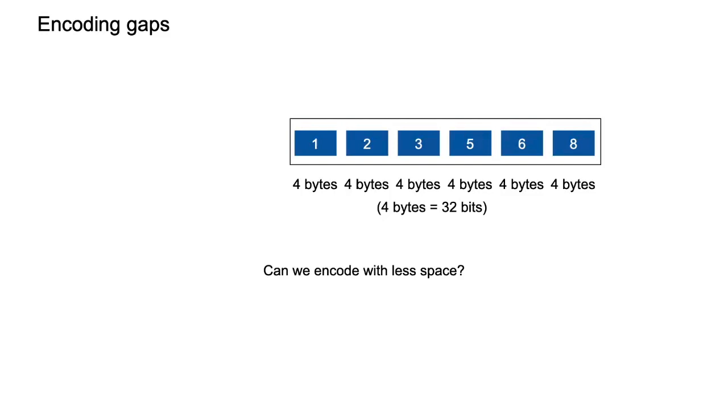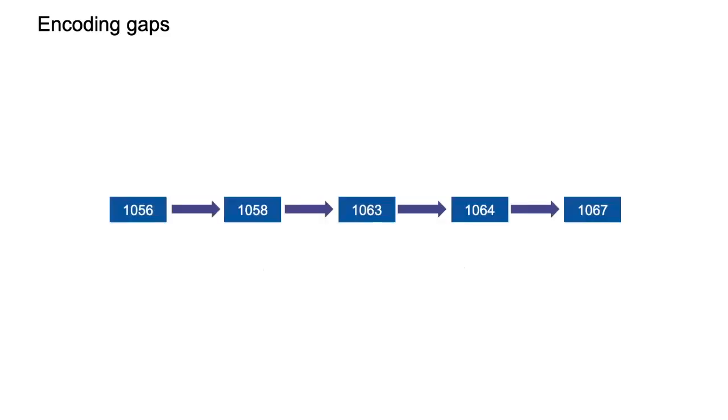Can we encode with less space? Obviously, yes. Otherwise, I wouldn't be doing this lecture in front of you, right? So yes, we can absolutely encode this with less space. And here is the first idea. These posting lists that I told you about are not just lists of integers. They are sorted lists of integers. Right? It's a sorted list. It's an increasing list of integers.